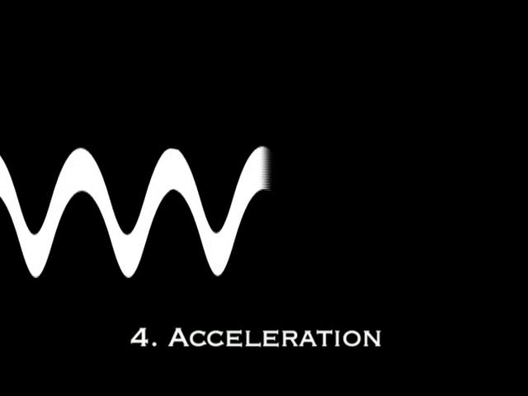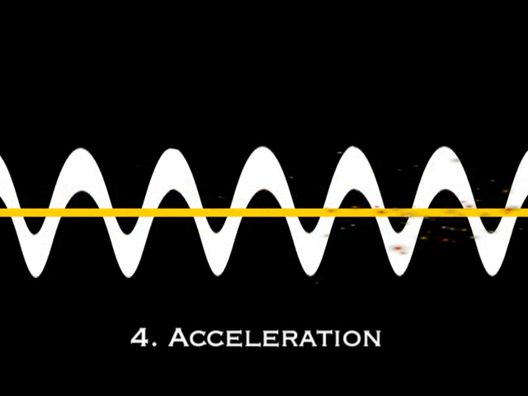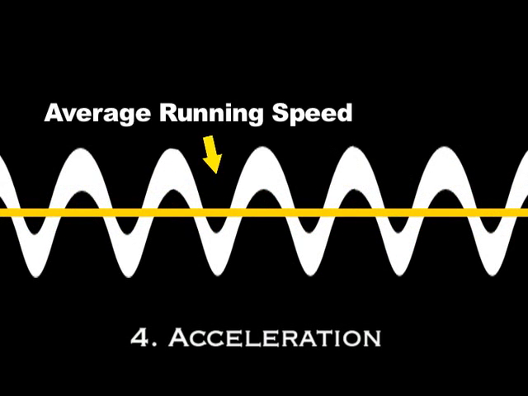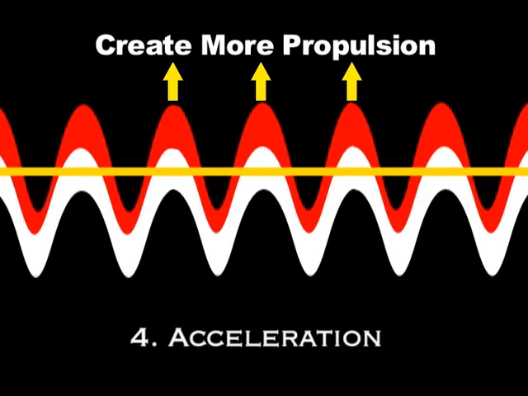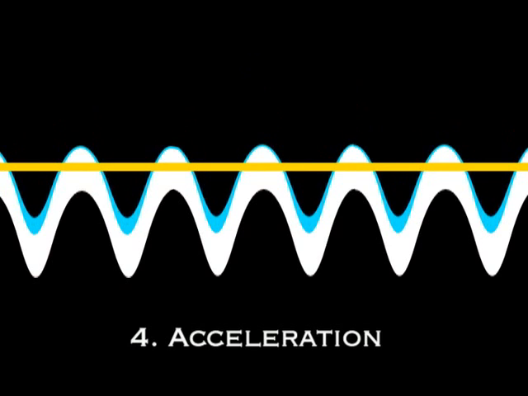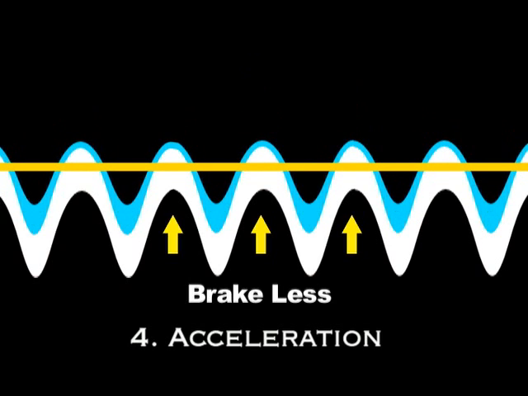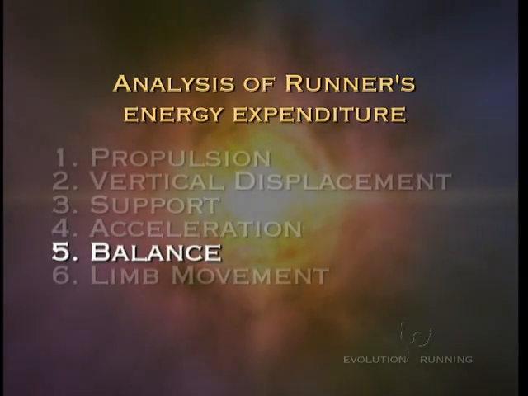As this graphic shows, running speed fluctuates throughout each stride cycle. Every runner literally slows down and speeds back up with every step. Average running speed, as shown by this line, can be increased two ways. The first is to create more propulsion to accelerate to a higher speed. Obviously, this requires more power and increases energy expenditure. The other is to slow down, or brake, less on each foot strike. This increases average running speed without increasing energy expenditure. Minimizing the energy cost of acceleration is a key to running more efficiently.